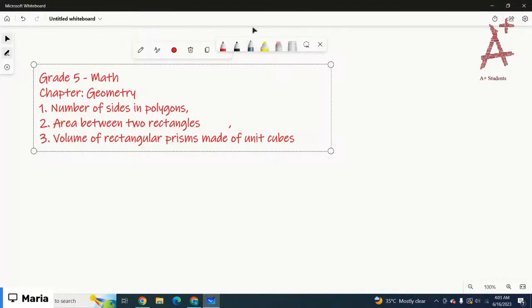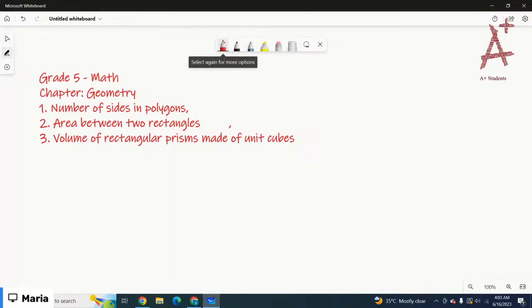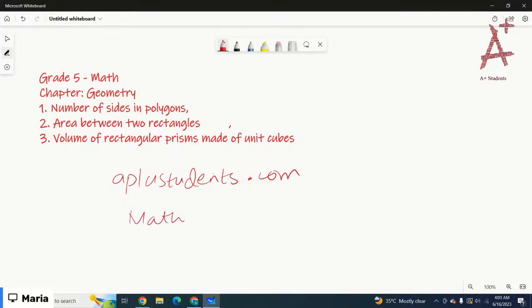We are here for grade 5 maths. You can find all the lessons on aplusstudents.com. You have to log in there using your email address, and the password is provided by the administrator. Then you have to select math from the subject tab, scroll down to grade 5, and click on view all lessons.